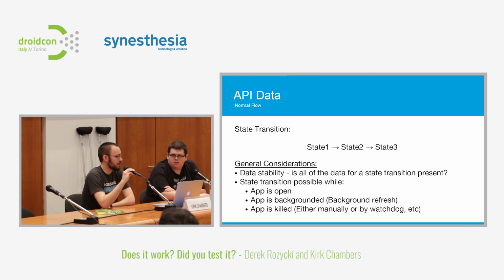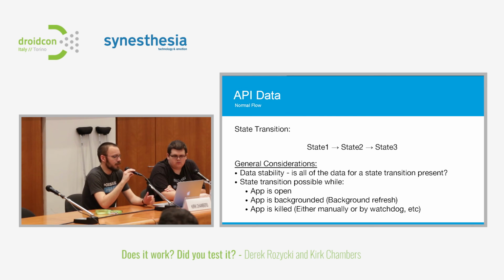Or it could be something like I've got an ordering platform like Amazon or something. I can order something in state 1, and then it can be getting shipped in state 2, and then it's delivered in state 3. So this type of model works for a lot of different apps that I use. And it's important to start thinking about data stability.